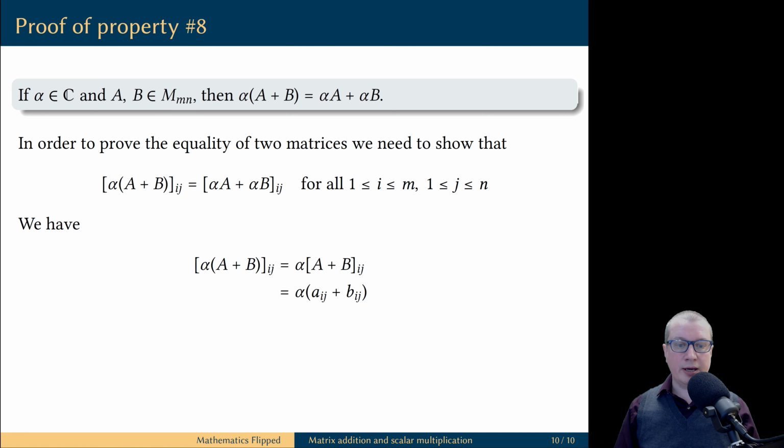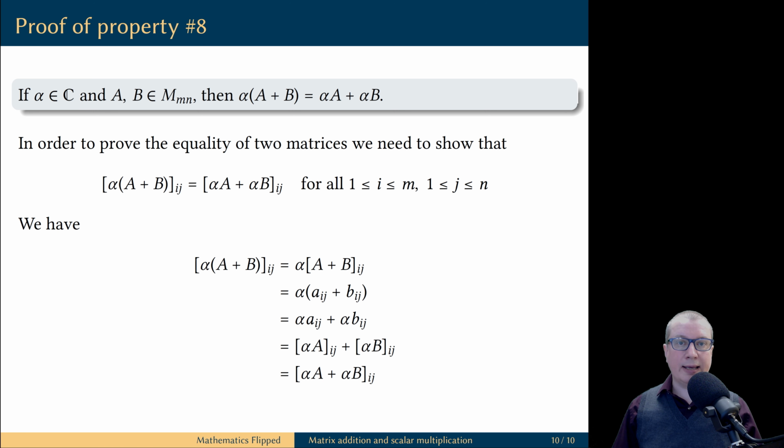But what we have now is an operation on numbers, and we do know properties of operations on numbers. For example, multiplication distributes over addition. Now it remains for us to translate this back in terms of the entries of a certain matrix. First, we use the definition of scalar multiplication, and then we use the definition of matrix addition.